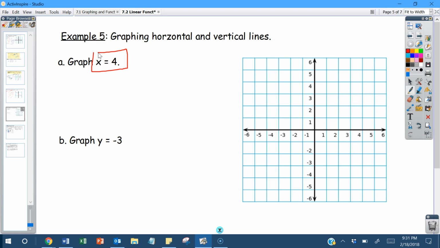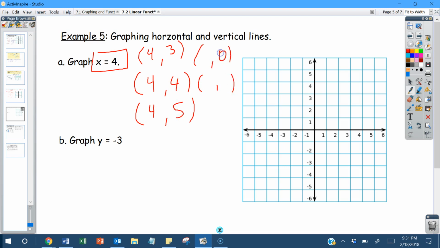So the way we should interpret this is that for any point on this line, x is equal to 4. Okay, so that means if I were to write a few points on this line, I'm just going to pick some values. For any point on this line, x is equal to 4. So whatever ordered pair I make up, x is equal to 4. When y is equal to 3, x is equal to 4. When y is equal to 4, x is equal to 4. When y is equal to 5, x is equal to 4. And if I were to come up with a few more, if y is 0, x is 4. If y is -1, x is 4, and so on. You kind of get the idea. For any point on this line, x is equal to 4.